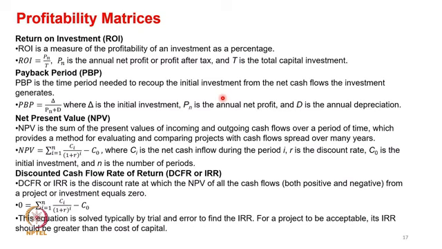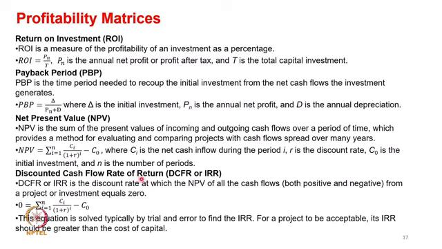The investment generates. So PBP is equal to delta divided by (Pn plus D), where Pn is the annual net profit, D is the annual depreciation, and delta is the initial investment. And net present value, NPV, is the sum of the present values of incoming and outgoing cash flows over a period of time, which provides a method for evaluating and comparing projects with cash flows spread over many years. So NPV is computed as the summation from i = 1 to n of Ci divided by (1 + r)^i, minus C0, where Ci is the net cash flow during the period, r is the discount rate, C0 is the initial investment, and n is the number of periods.